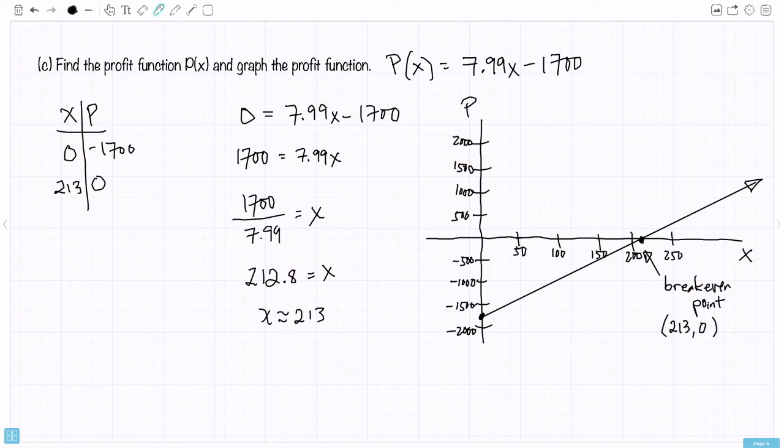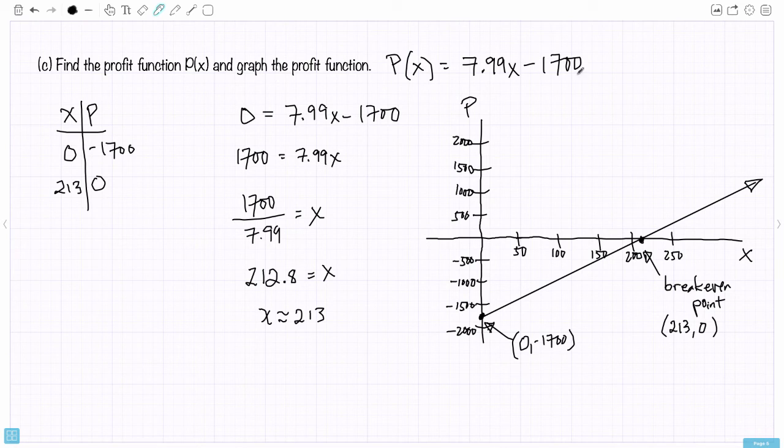It's not exactly 213, but in this context it makes sense to round off even to a whole number. This is the Y, or actually P-intercept right here, and that one I have exact. That's 0 minus 1700. And that one in the context of this problem is if you sell 0 doorknobs, you still have a profit of negative 1700. You still have a cost, which means your profit is a total loss of $1,700.